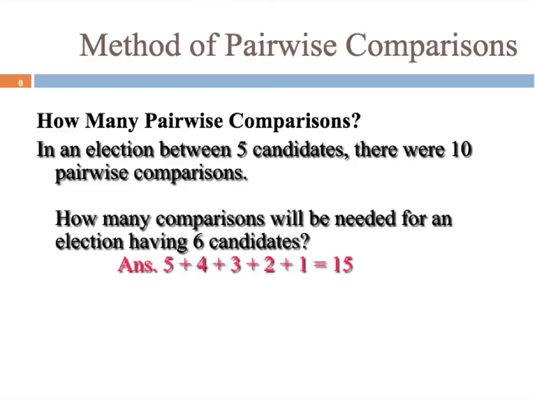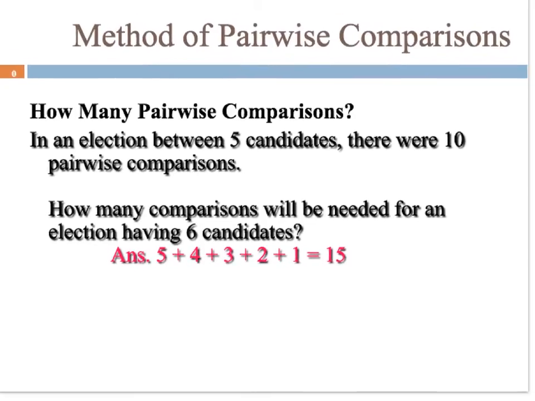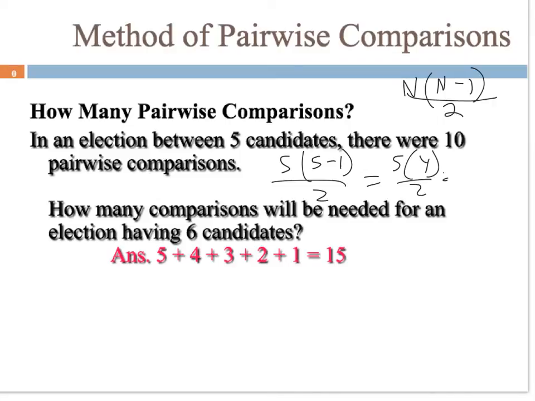So anyway, the formula for this one is going to be slightly different. It's going to be n, the number of candidates, times n minus 1, one less candidate, divided by 2. Okay, so for example, in an election between 5 candidates, there were 10 pairwise comparisons, and we'll show that here. So 5 times 5 minus 1, all divided by 2. So that's 5 times 4 divided by 2, and that is 20 divided by 2, so 10.